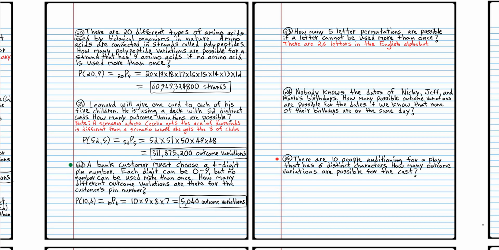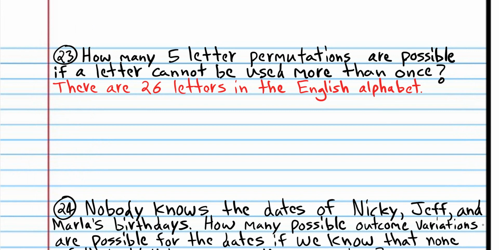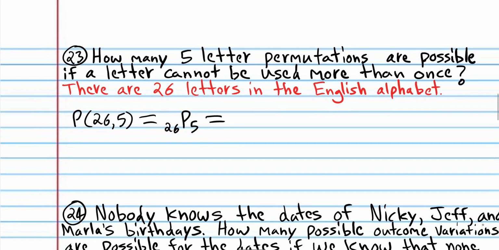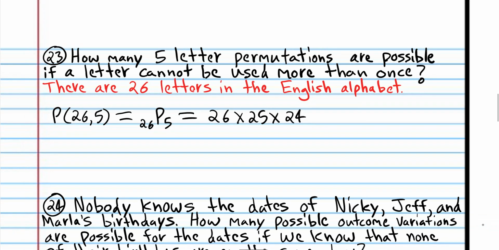Okay, we're back. How many 5-letter permutations are possible if a letter cannot be used more than once? So this assumes that we're talking about the English alphabet. So we're going to write P 26, 5, which is the same thing as 26P5. And that's going to be 26. We have 26 options for the first letter, but we only have 25 for the second letter because we're not allowed to use a letter more than once.